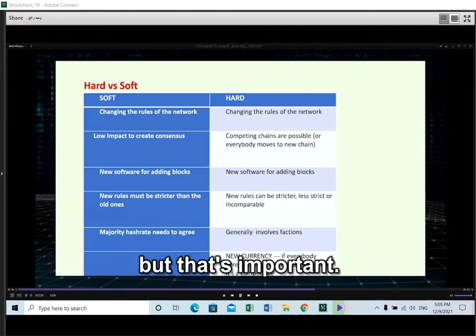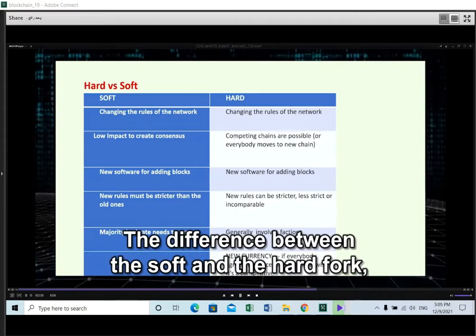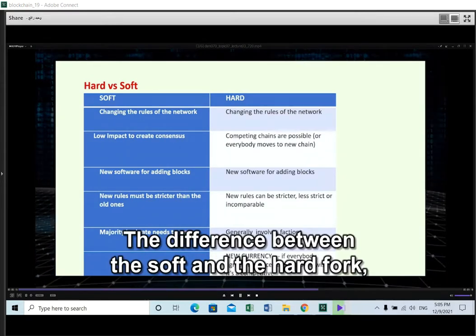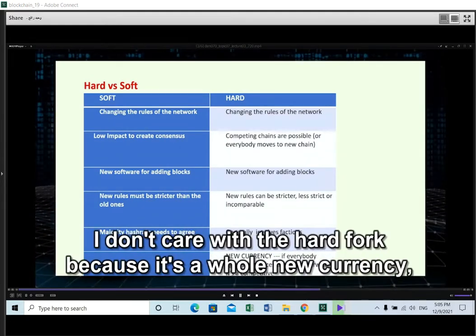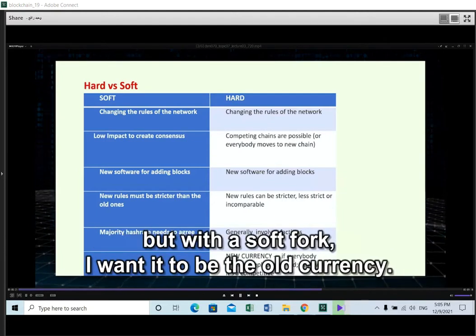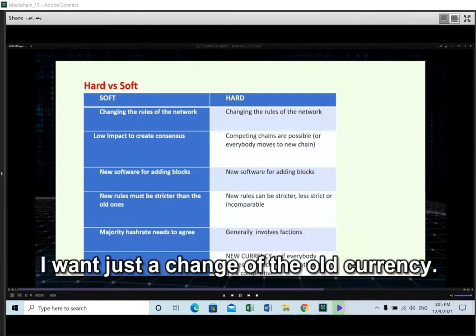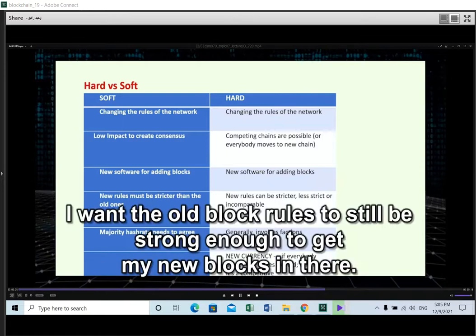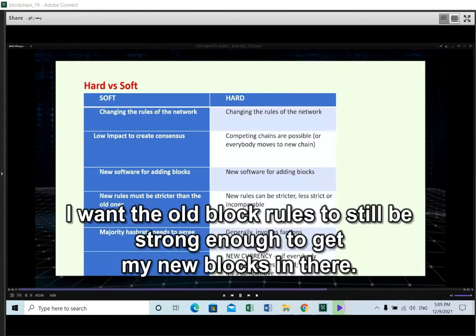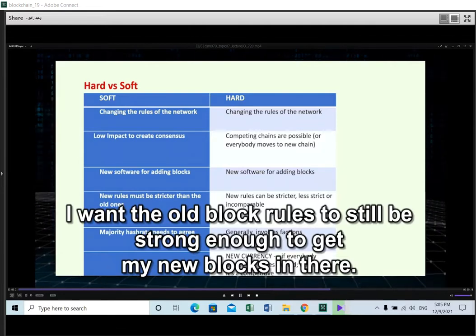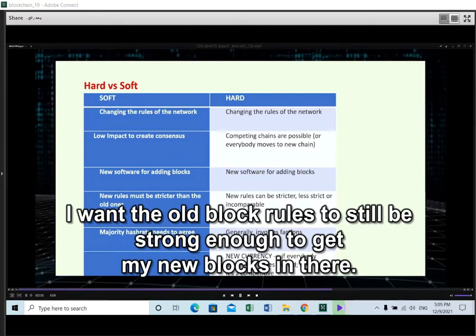But that's important. That's the difference between the soft and the hard fork. I don't care with a hard fork because it's a whole new currency. But with the soft fork, I want it to be the old currency. So I want just a change of the old currency. I want the old block rules to still be strong enough to get my new blocks in there.